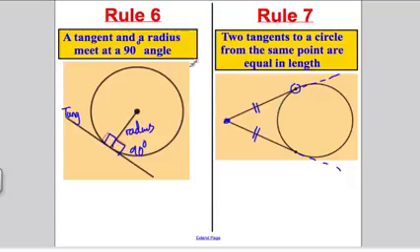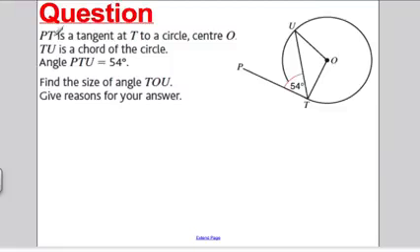Okay, these rules tend to come up in sort of mixed questions. So let's just have a couple of questions and finish there. These are our last two rules. Let's take a look here. PT is a tangent to a circle centre O. TU is a chord. There's our chord. And angle PTU, P to T to U is 54. Find the size of angle TOU, so this angle here.